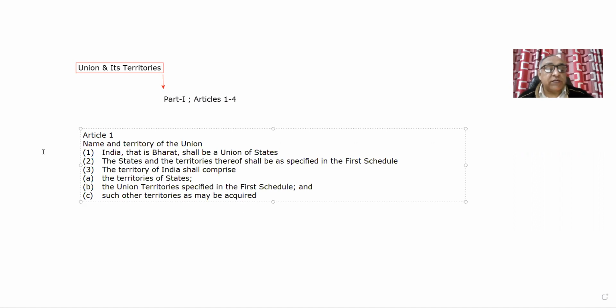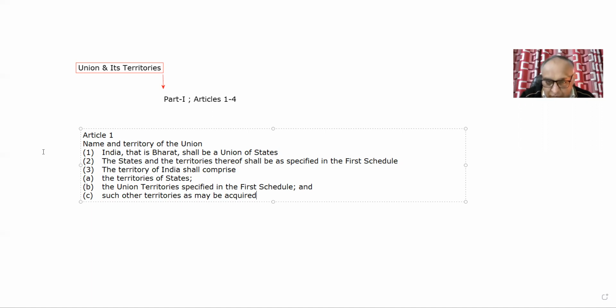So what is this article about? Name and territory of the Union. Article 1 of the Constitution defines the name and the territory of the Union. It is mentioned that India, that is Bharat, shall be a Union of States. First of all, in our Constitution, two names of India have been mentioned, which means the country has two official names: one is India and the second official name is Bharat.